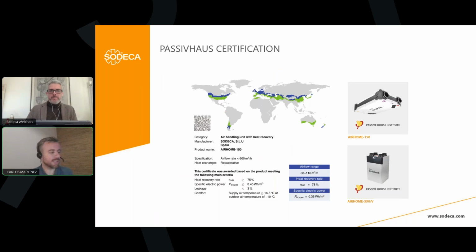And also there is another test that certifies that the equipment can work with an outdoor air temperature of less than minus 10 degrees, and supply air at a temperature of 16.5 degrees. Okay, this is using the preheater, the electric preheater. But as you can see, the equipment, even being a plate exchanger, could work at very, very low temperatures.